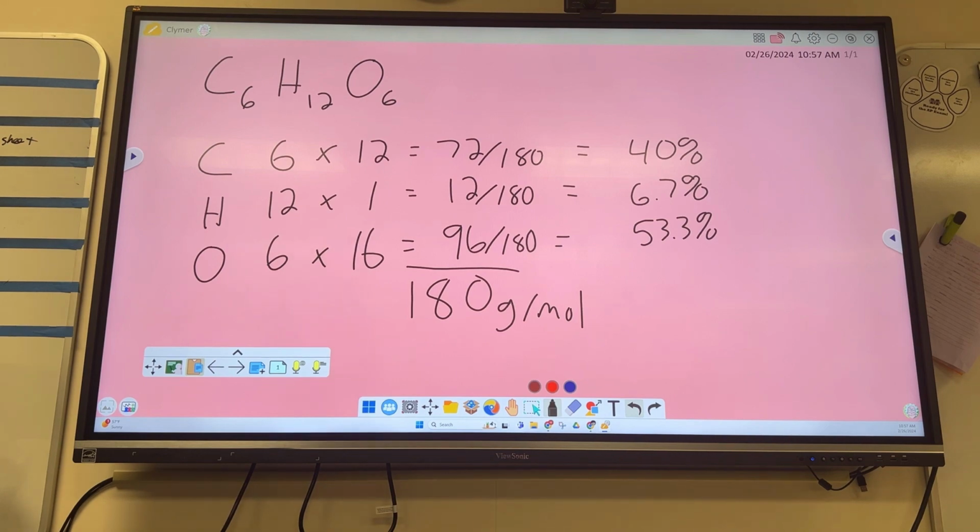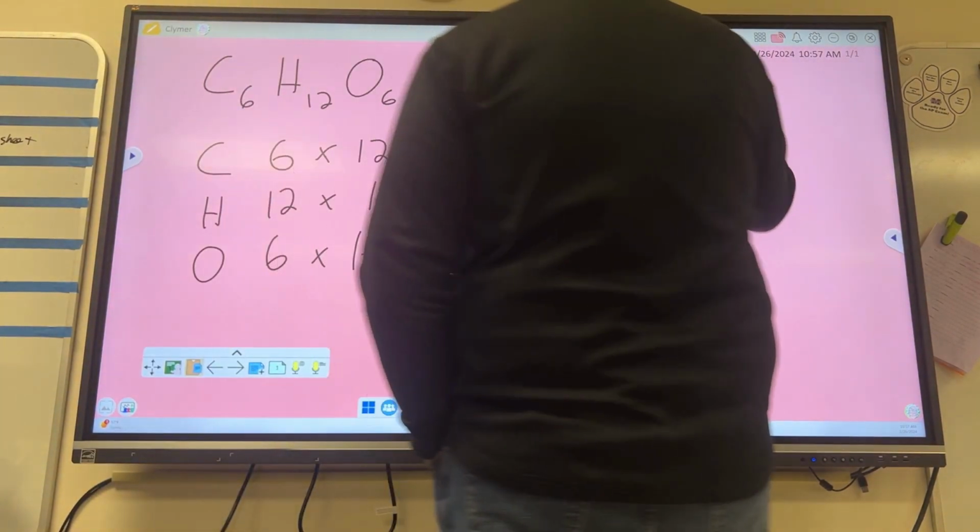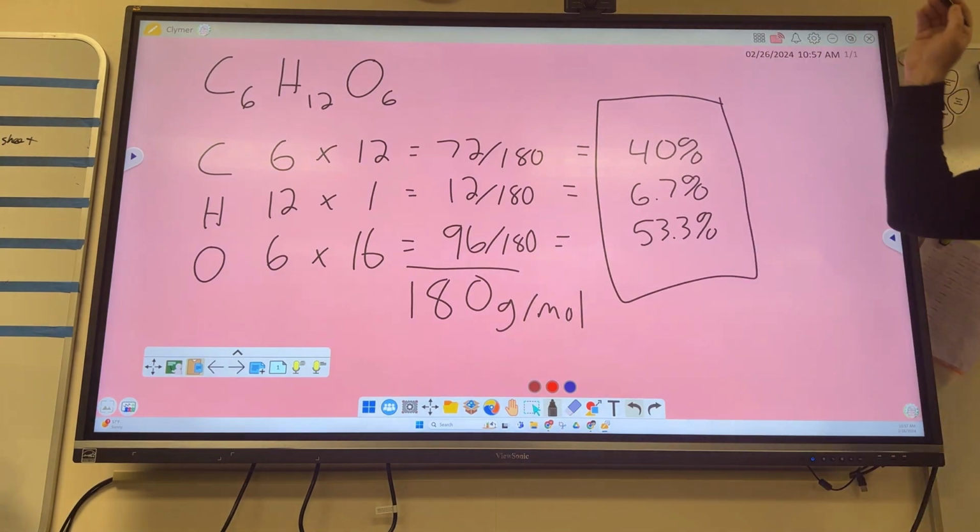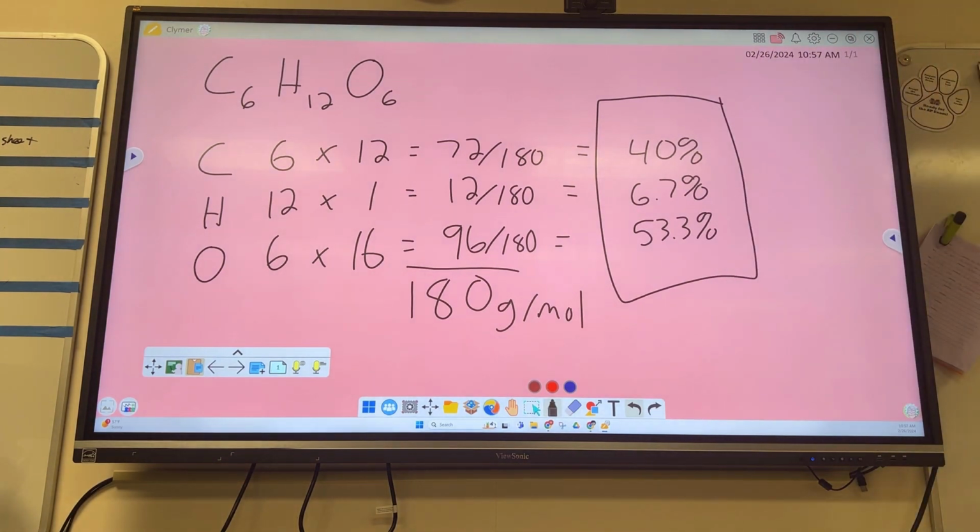Now, what do you note and what's important about the total here? Always going to add up to 100. Now, maybe it's 99.9, maybe it's 100.1, but these should all add up to 100. Depending on a rounding error, you might be a little bit off, but they have to equal out to 100. This is an important check step. I would always check these to make sure they add up to 100.